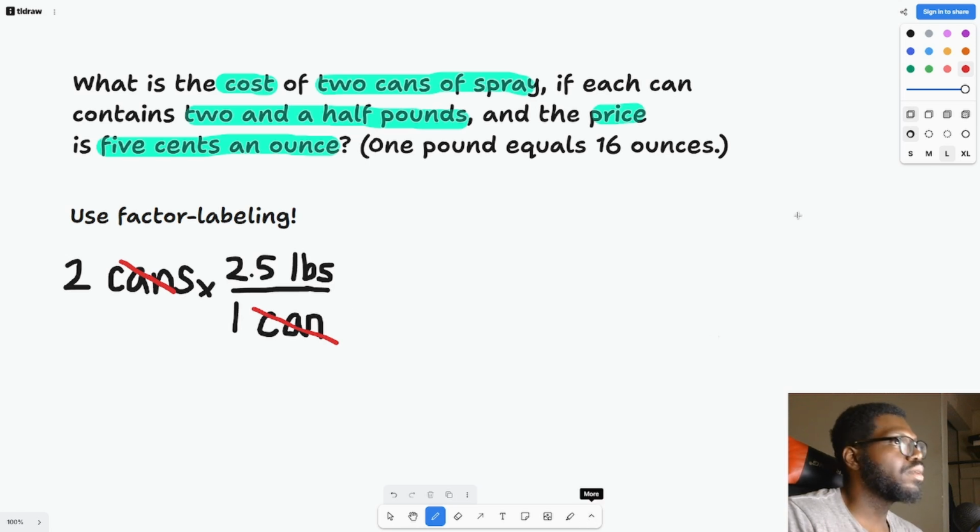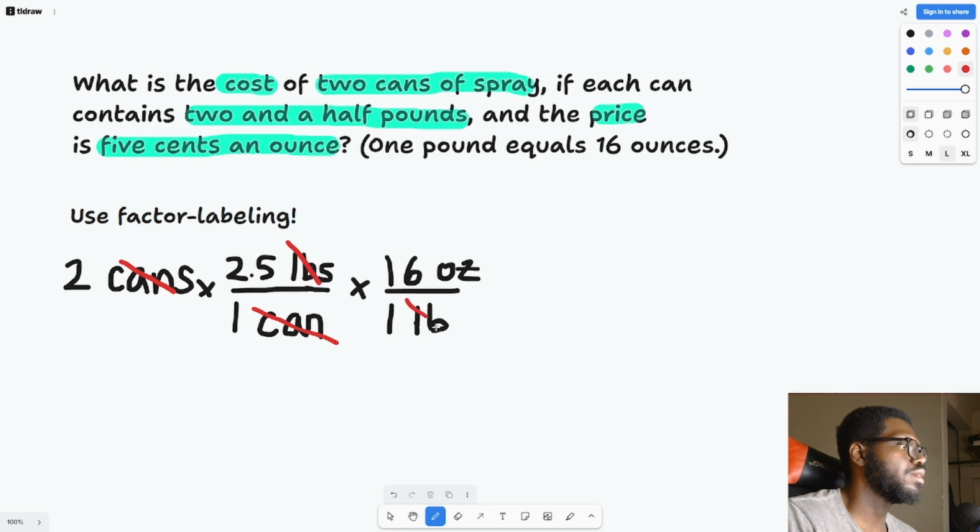In this next step, with the next fraction I'm going to write, we're going to be converting pounds to ounces. This piece of information was also given to us in the problem. We know that in 1 pound, again, I'm writing pound in the denominator because I want it to cancel with a pound in the numerator in the previous fraction. So in 1 pound, we have 16 ounces. Again, cancellation of the pounds. And at this point, we have the total amount of spray in ounces.